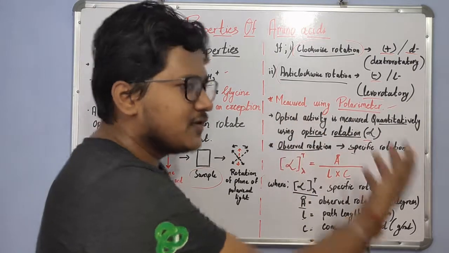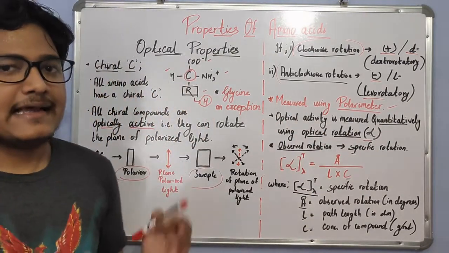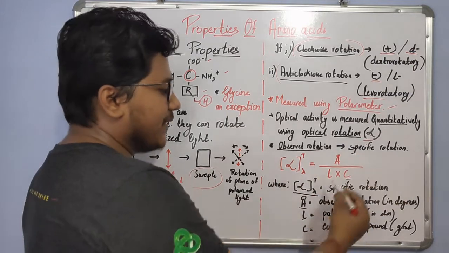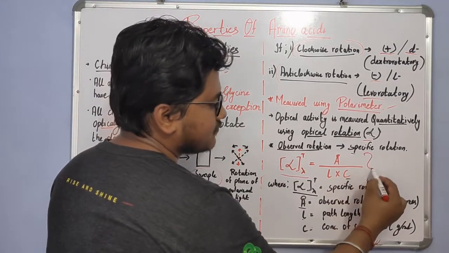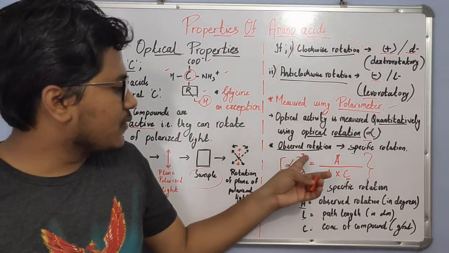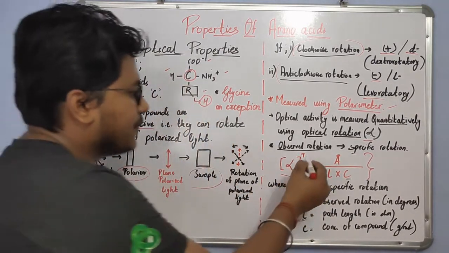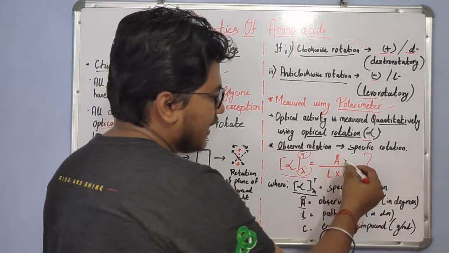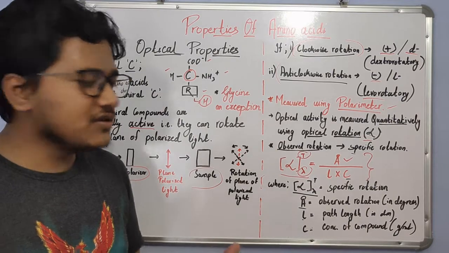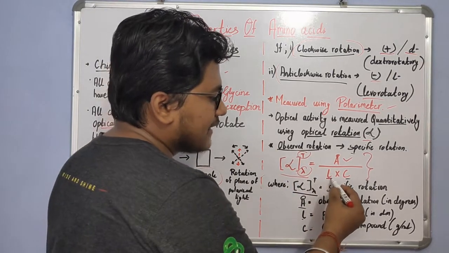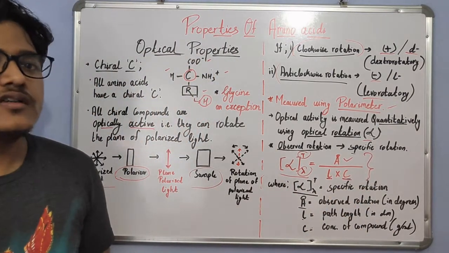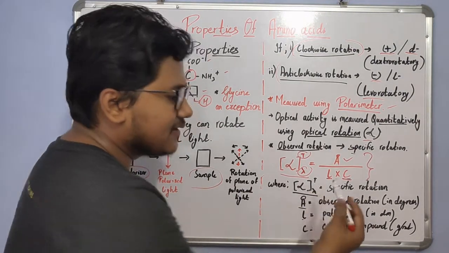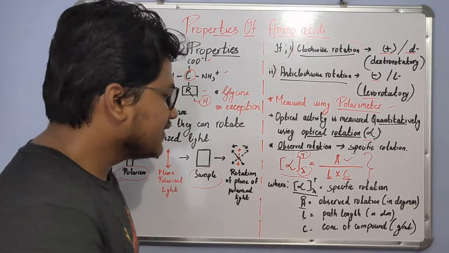So what we observe is the observed rotation, and that is actually converted into specific rotation. This conversion is made using this formula, where alpha at a particular temperature T and a particular wavelength lambda is equal to alpha naught, that is the observed rotation, divided by the product of path length and the concentration of the sample or the chiral compound.